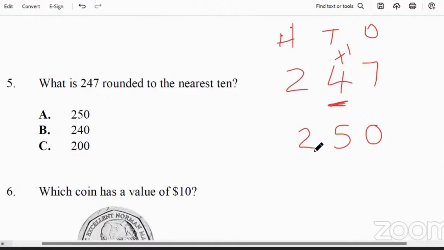Okay, another thing, without going through all the steps that I just did, if you know where to find the tens, when we talk about tens, we're talking about 10, 20, 30, 40, 50. Those are the tens. So is this number closer to 40 or is it closer to 50? When we look at 247, is it closer to 40 or 50? All right, it's closer to 50, and that's why our answer is A.